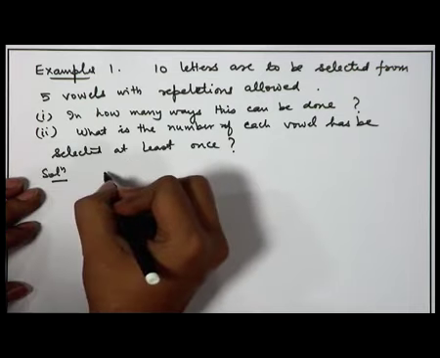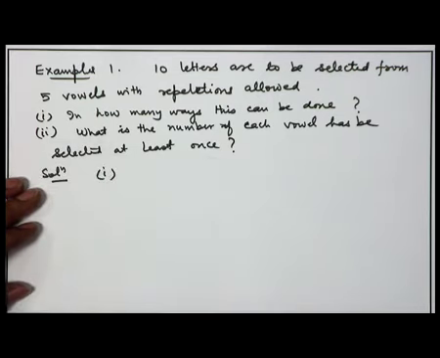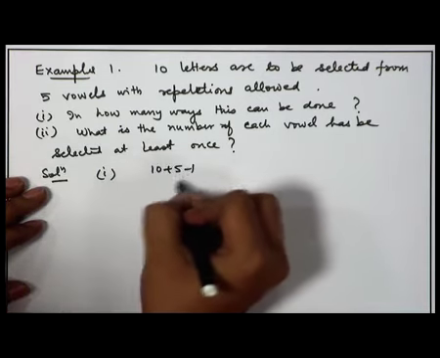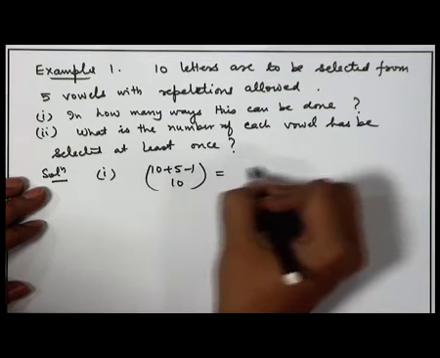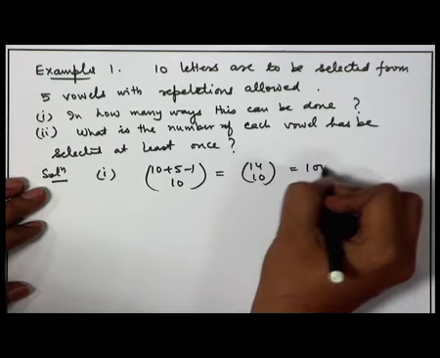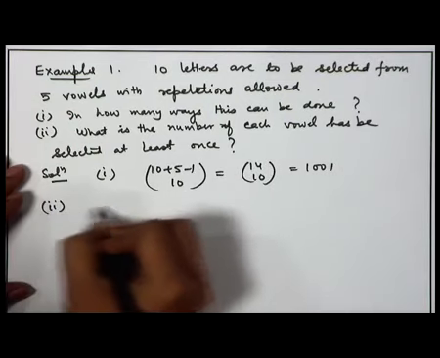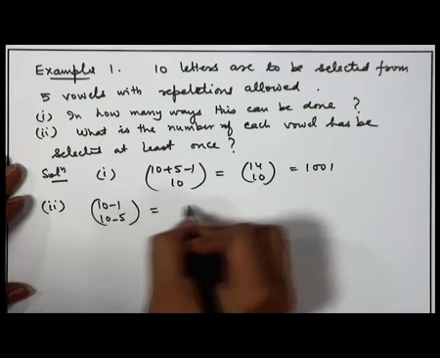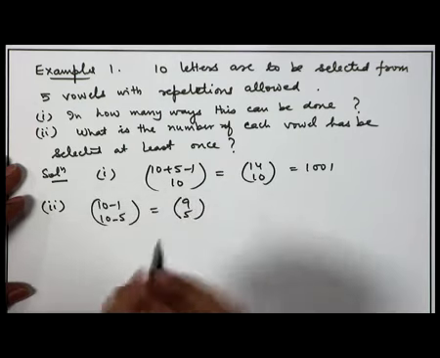So, here if you see the solution, (10+5-1) C 10, that is same as 14 C 10, that is 1001. In the second case, it is (10-1) C (10-5), that is 9 C 5.